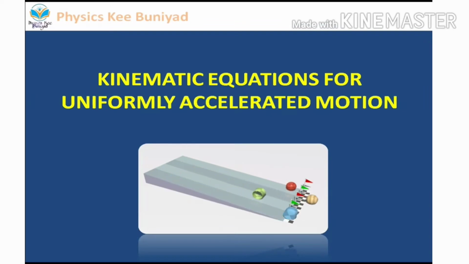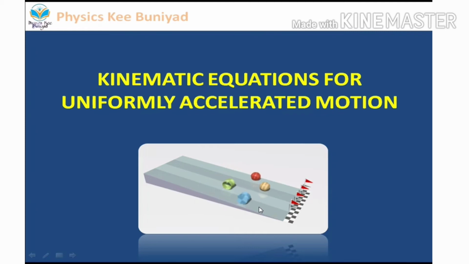In this lecture we will discuss the kinetic equations for uniformly accelerated motion. Look at this figure. Here you can see an animation of how accelerated motion occurs. If you observe carefully, you can easily identify that this one is moving very fast, but the second one is a little bit slower. So you can say there is an acceleration in different objects.